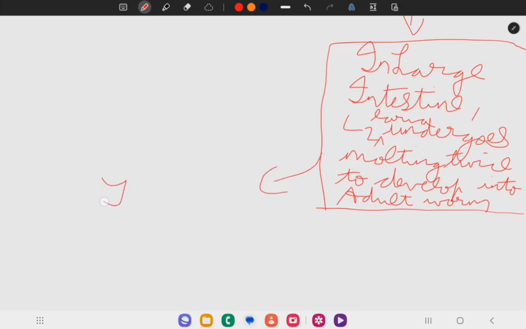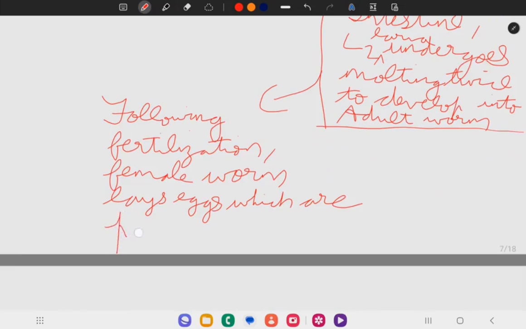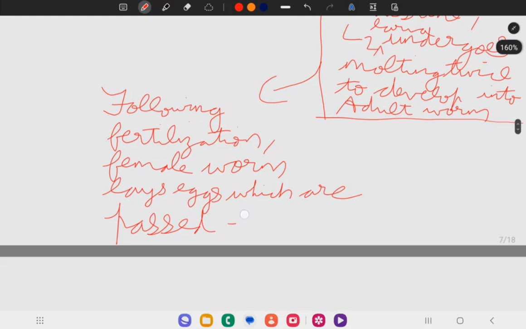Following fertilization, the female worm lays eggs which are passed in feces.